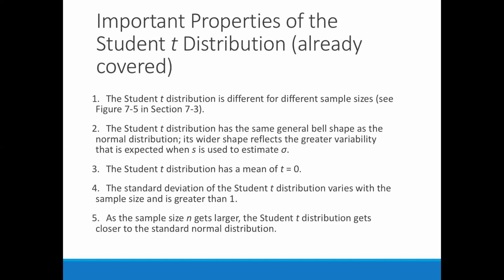The student t distribution has a mean equal to 0, so that's why we use that converting of that test statistic. The standard deviation of the student t distribution varies with the sample size and is greater than 1. As the sample size n gets larger, the student t distribution gets closer to the standard normal. I think you remember that from one of the graphics I showed you before in chapter 7. So feel free to review the chapter 7 material.